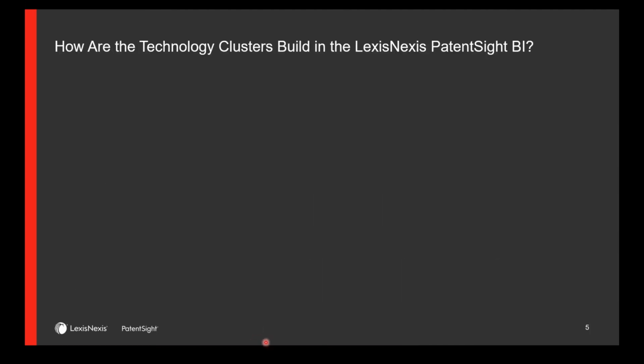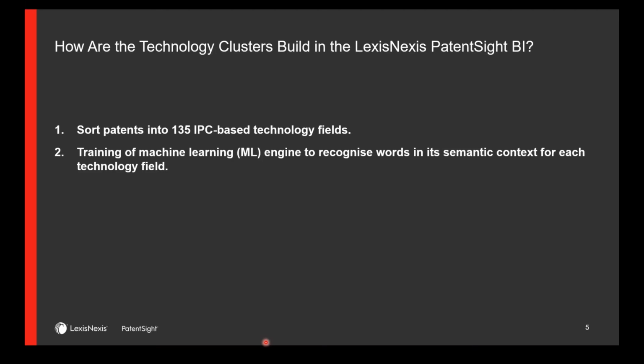So the first question most of you will ask is, how are the technology clusters built in the PatentSight BI? So we start off with the patents, and we sort them into 135 IPC-based technology fields, or in short, technology fields, as we say. These are based on the subclasses of the IPC classification system.